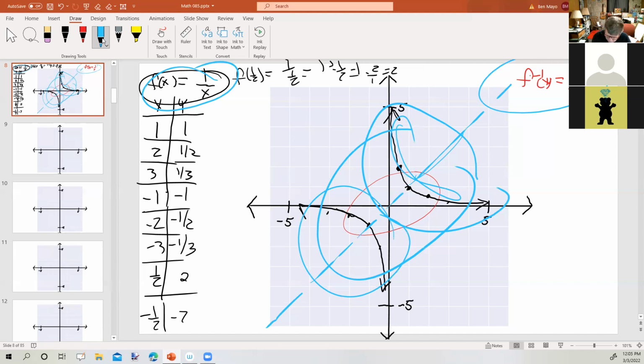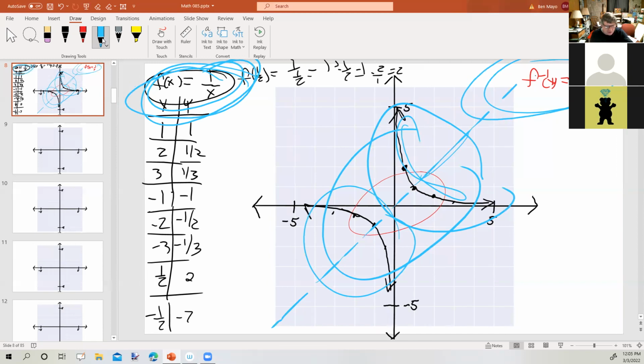I don't know if I'm convincing you or not, but the reason that this one-to-one function and its inverse are the same is because the original function is already symmetric around the line y equals x. Anyway, that'll give you something to keep you awake at night.